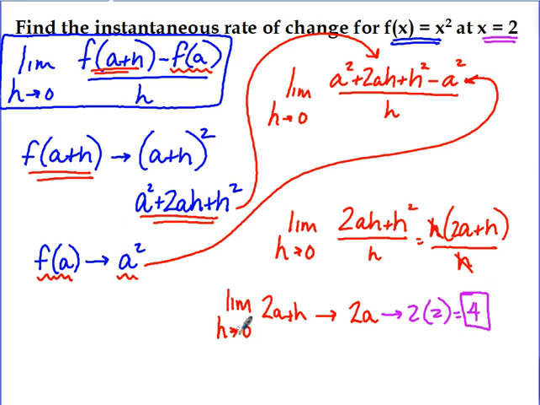And now they want to know what's happening at x equals 2, so I plug 2 in there. If this had said x equals 10, I would have plugged 10 in for a. If this had said x equals 1,000,000, I would have plugged 1,000,000 in for a. Okay, so that x equals 2 doesn't come into play until the very end. After you've found your limit, then you plug a in and you're finished.